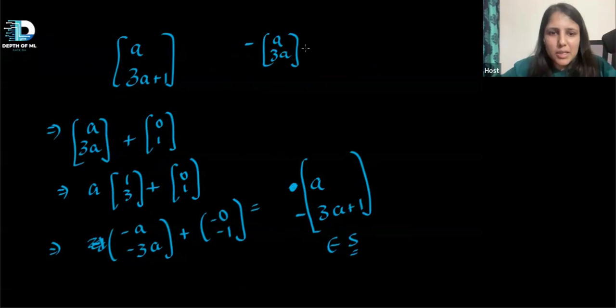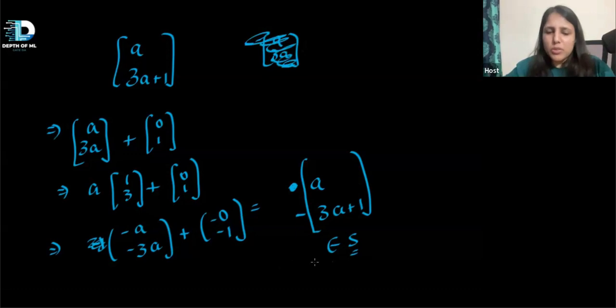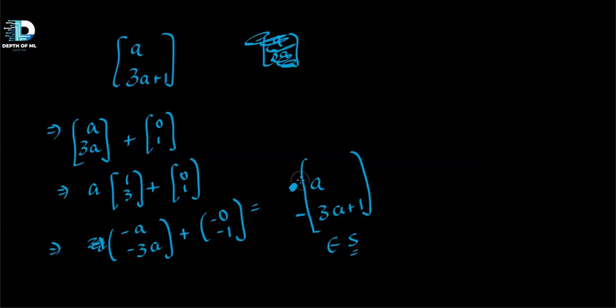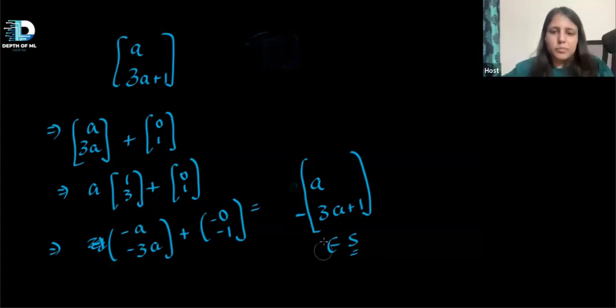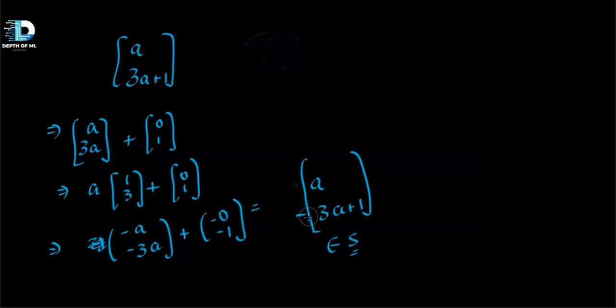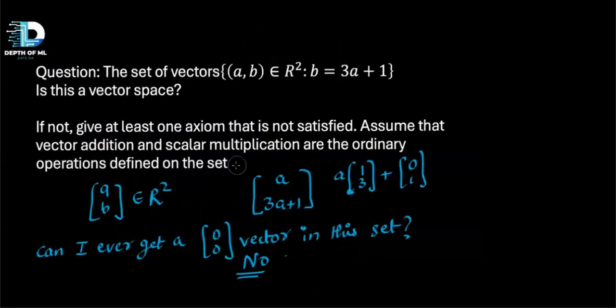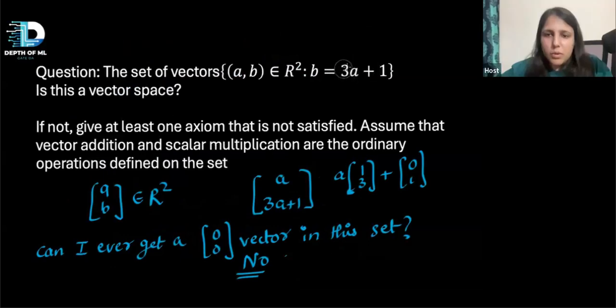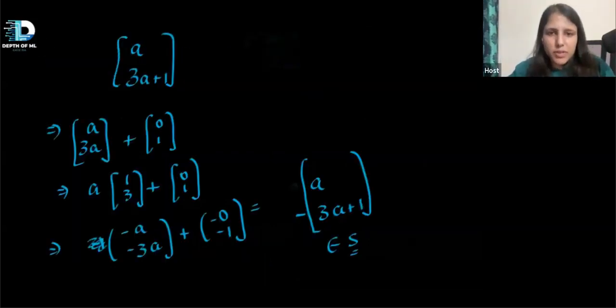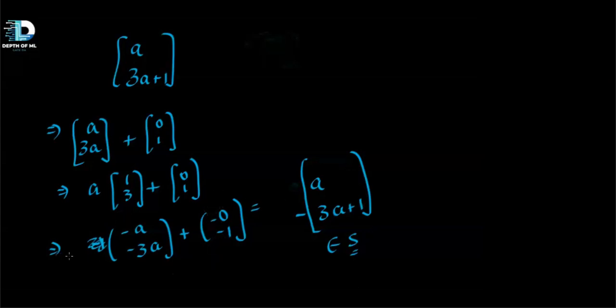Maybe 3a. No, this will not be valid because it's not the valid vector. Yeah, this is closed under multiplication. It's not closed under addition. I think if 3a plus 1, this vector, is in this set S, after multiplying it by -1, the first coordinate is becoming -a. And how can we expect the second coordinate with the rule of this set? 3 into -a plus 1. Yes. So you're saying that's why. Now I got it. Okay, cool.